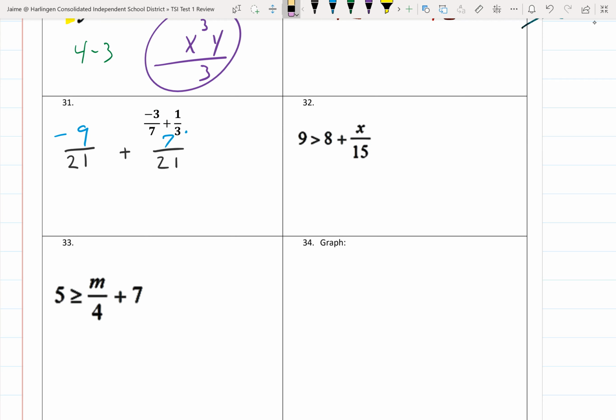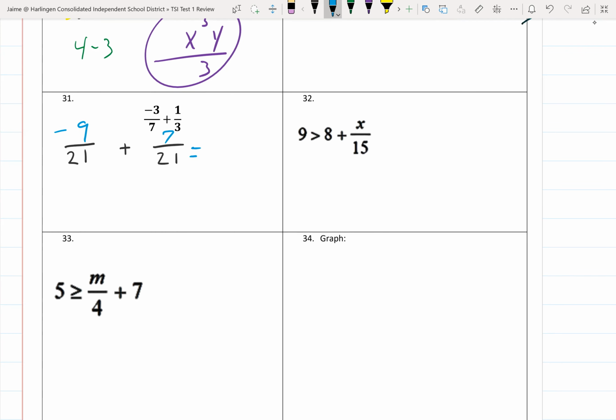So just so we don't get confused, that's what we have right now. -9 plus 7, that's -2. And then keep the 21 on the bottom. Can we reduce 2 and 21? No, 2 doesn't go into 21. You're done.